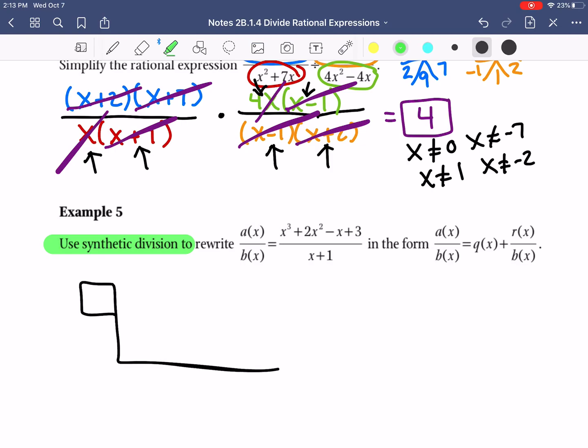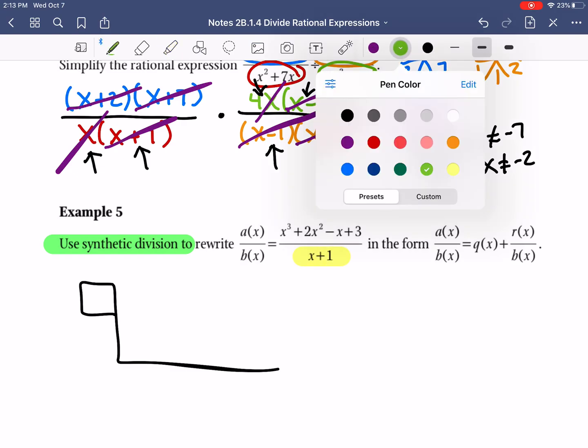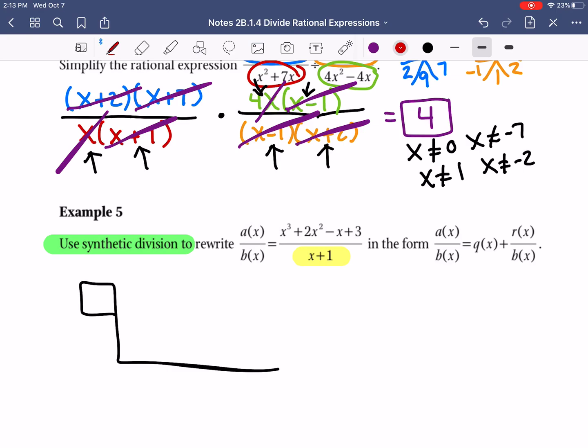What you do, or how you decide what goes in the box, is you look at what the divisor is, and you say basically what would make 0. So if it says x plus 1, you put minus 1 in the box. For your coefficients, you make sure you don't have any 0 terms. I have x cubed, x squared, x, and a constant, so I'm not missing anything. So I have 1x cubed, 2x squared, minus 1x, and 3.